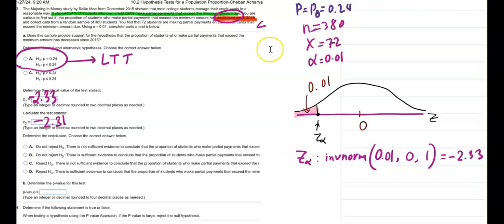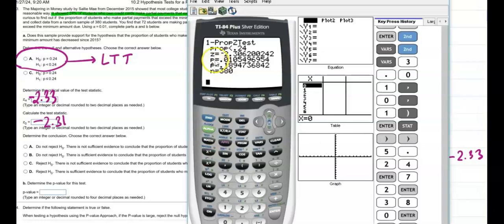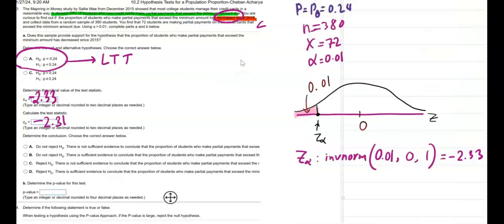Negative 2.331. Finally, at the same time you can see the p-value for this test. The p-value is going to be 0.010549, but rounded to 4 decimal places, it is going to be 0.0105. So the p-value is going to be 0.0105. Again, the p-value and test statistic you can get from the calculator.